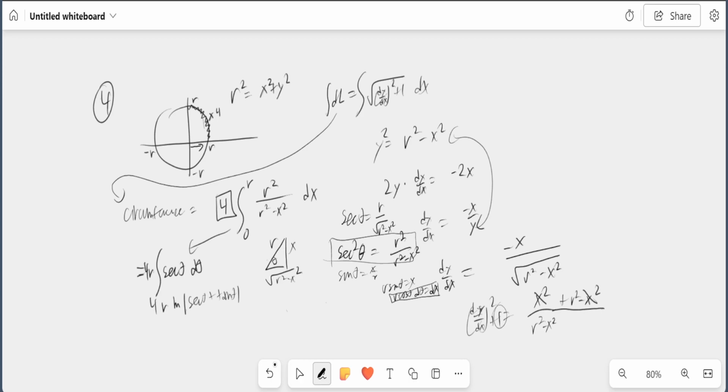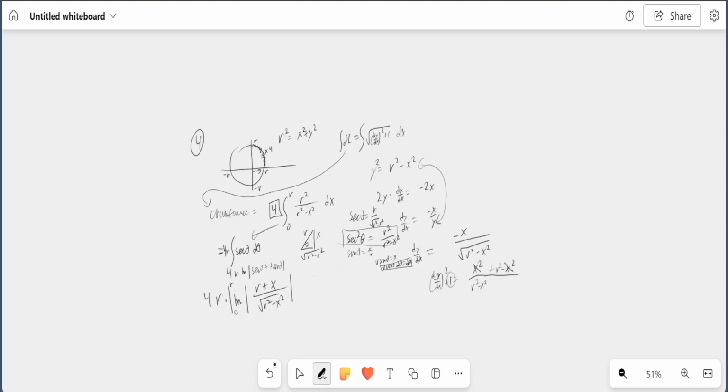Okay, let's convert these thetas back into x's. Secant theta we said was r, and then tangent was x, so r plus x over, I'm just combining the fractions since they both have the same denominator. And we want to go from r to 0. Well, at 0, this is going to be r over r squared, right? So that's r. Well, you know, I'll write it out.